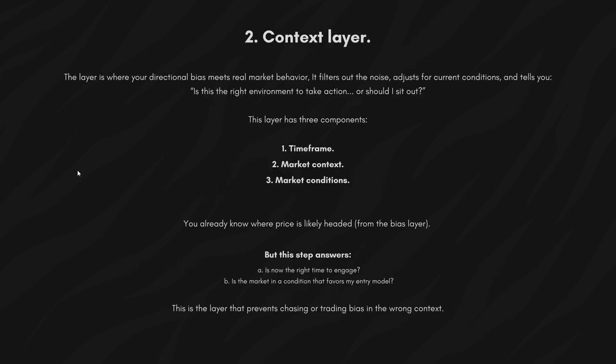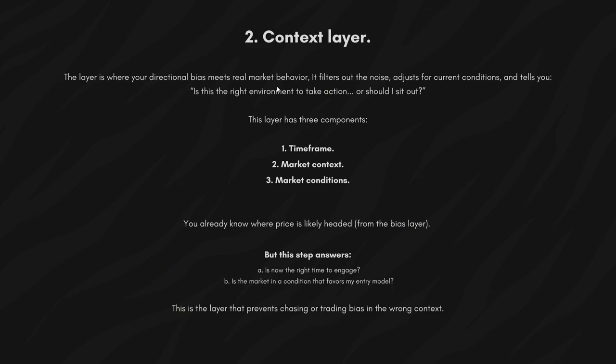So once you've figured out and built the directional bias for the day, meaning you know in which direction we are going to have a range expansion, and when, where that range expansion is going to originate from, and where it is going to end. Once you've figured out all of those three elements, you then move on to the next layer, which is the context layer. This is the second layer of our framework. And this layer is basically where your directional bias meets real market behavior.